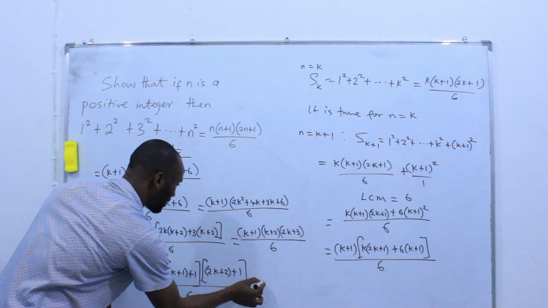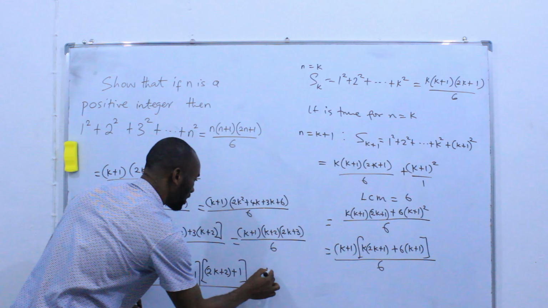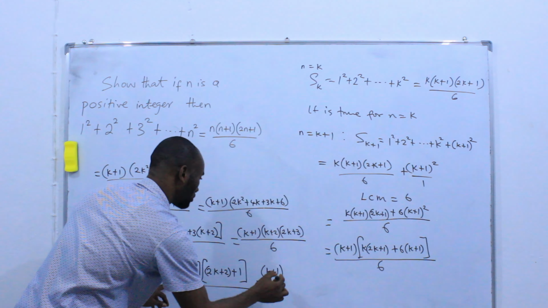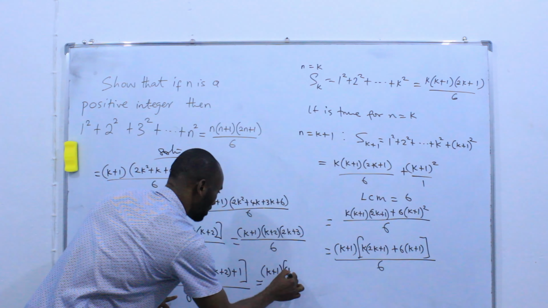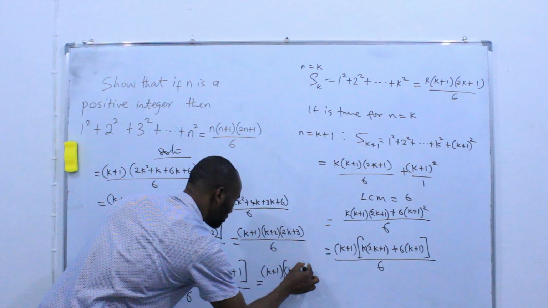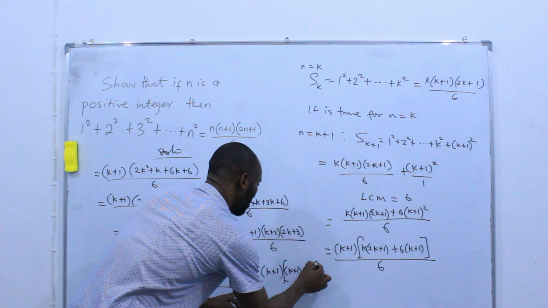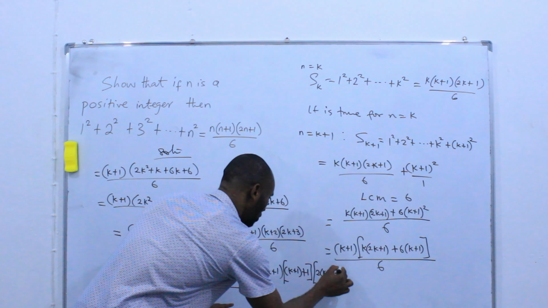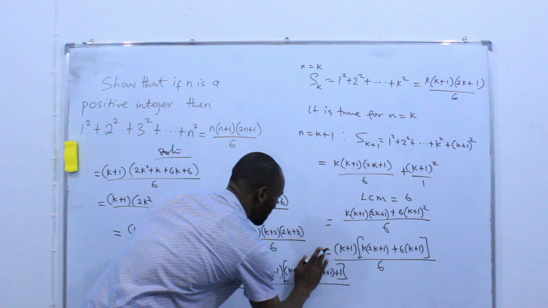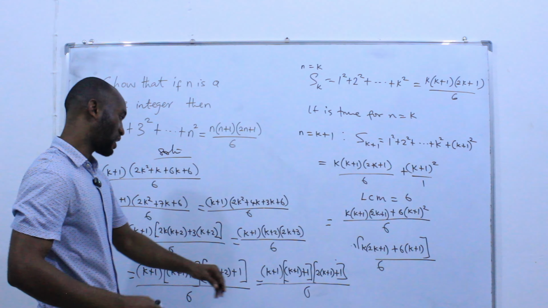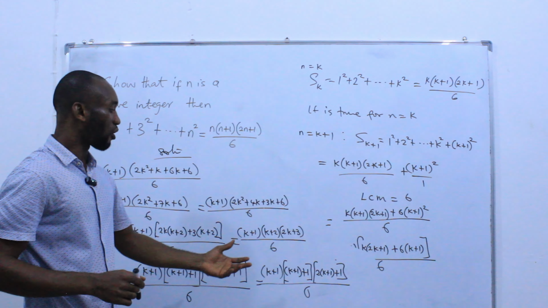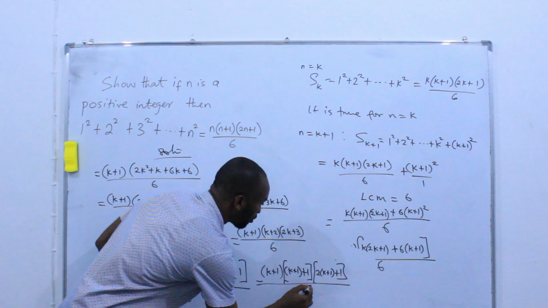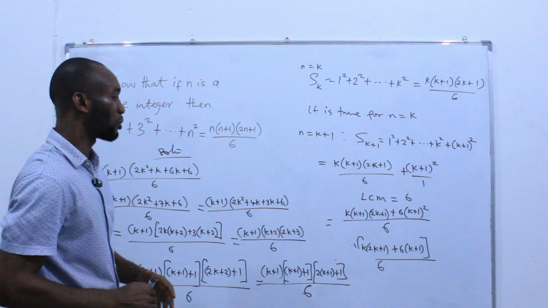All divided by 6. And then when you simplify further, you have (k+1)(k+1+1)(2(k+1)+1), all divided by 6, which shows that the formula is true for n equals k plus 1.